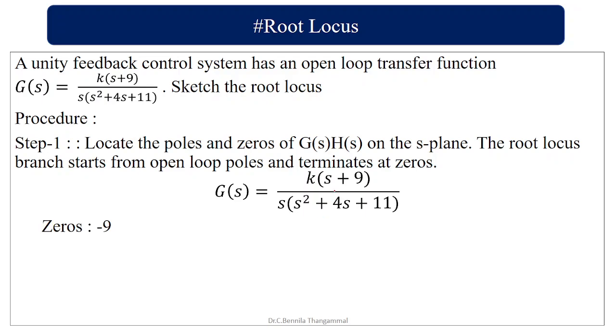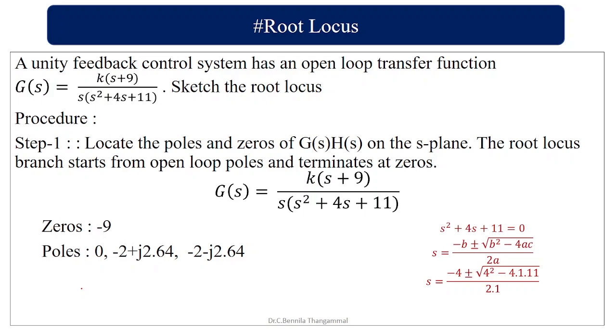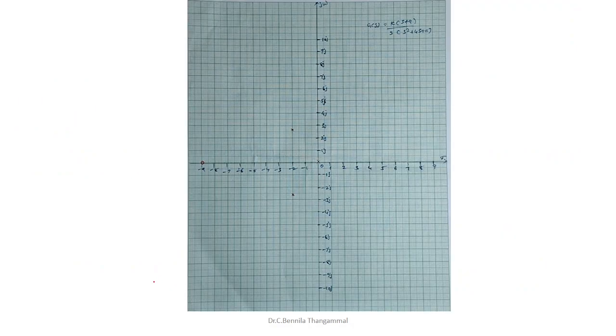So s + 9 = 0, so the zero is going to be 1, that is minus 9. And then s(s² + 4s + 11): if you equate it to 0, s is equal to 0, and then s² + 4s + 11 will give you the roots as minus 2 plus or minus j2.64. So in total it has 3 poles and 1 zero. You can either use the calculator or the formula method to get the roots.